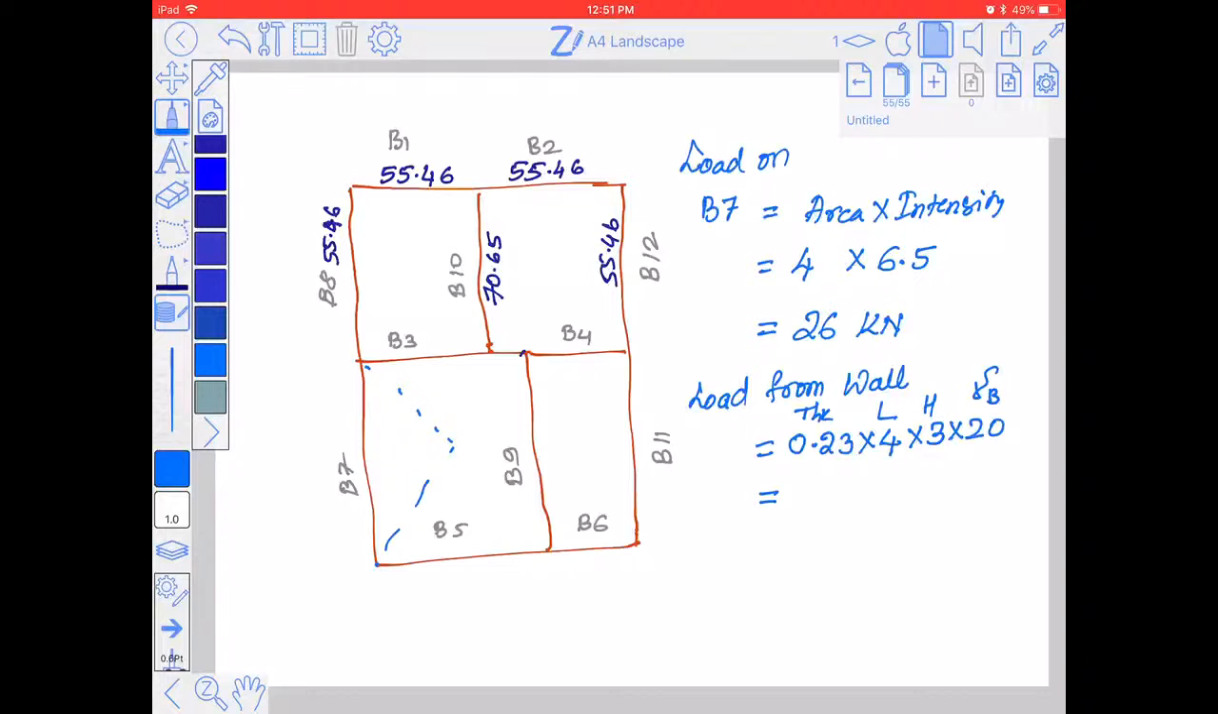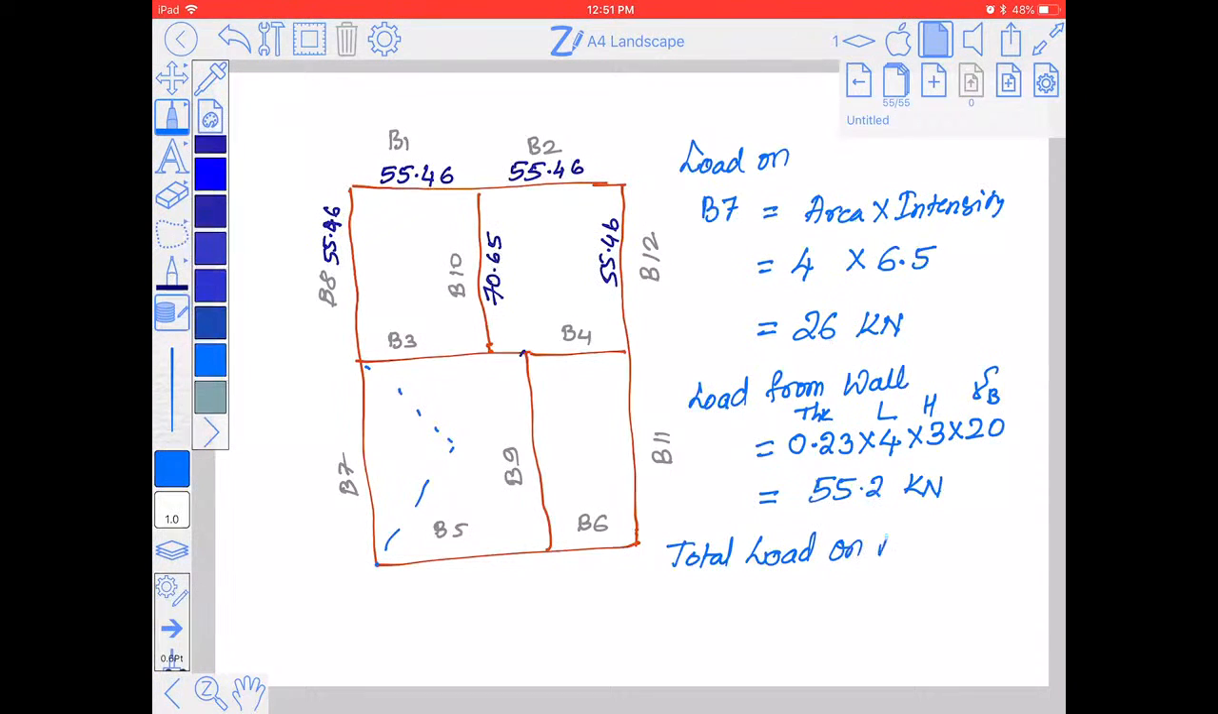0.23 into 4 into 3 into 20. How much it will be? 55.2 exactly. Correct. 55.2 kilonewton.